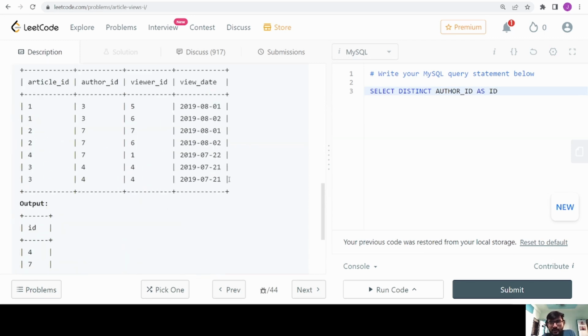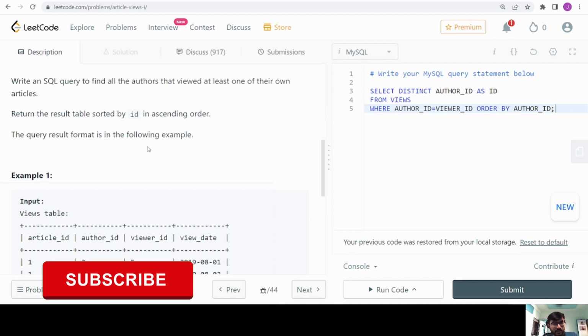We would take distinct author_id as id from the table named Views, where author_id is equal to viewer_id. And also we need to order by author_id, because we need to sort in ascending order.